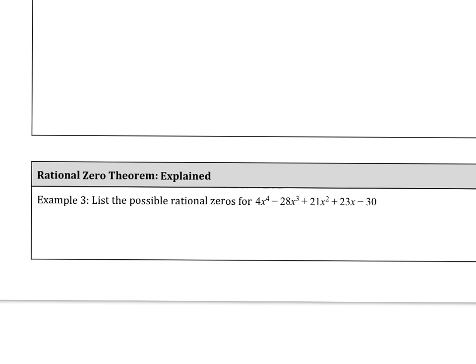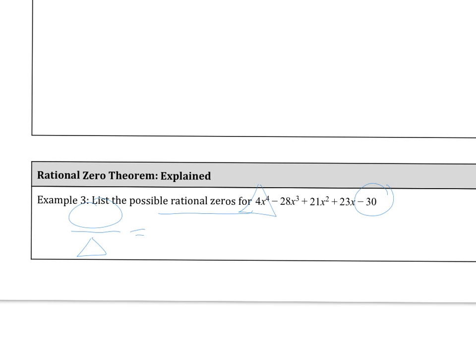So we're asked to find all possible rational zeros, and the basic rule here is that if it's a rational zero, it means it can be written as a fraction of integers, and it's always the case that the rational zeros are going to be something where the numerator, the number on top, will be some factor of the constant, and the number on the bottom is going to be some factor of the lead coefficient.